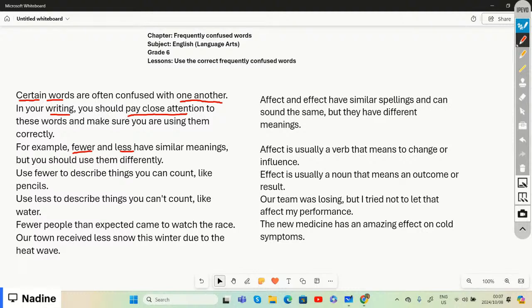So we're going to look at an example of how we can use fewer and how we can use less. Remember, as much as they are similar in meaning, we need to use them differently. We're starting with fewer. We use fewer to describe things that you can count, countable things, like pencils and pens and discs and rulers and erasers. Those are things that you can count.